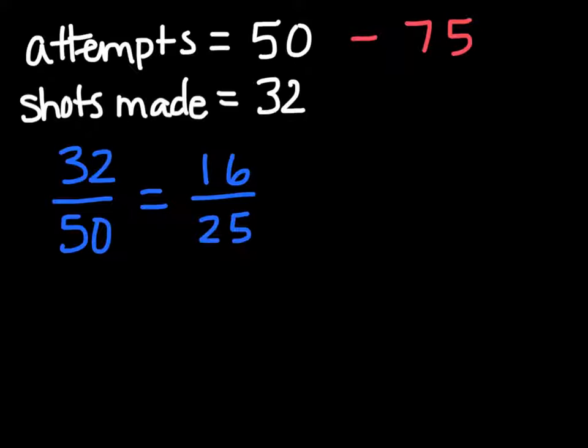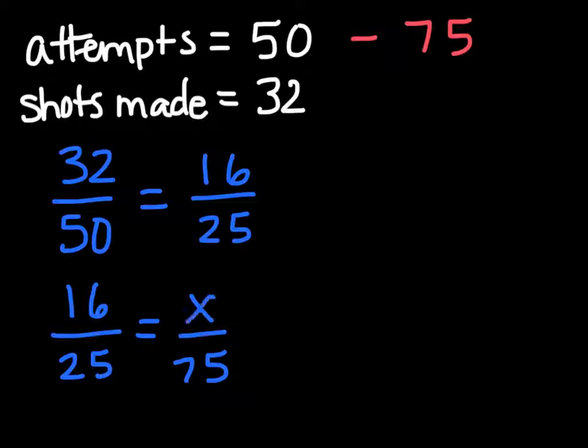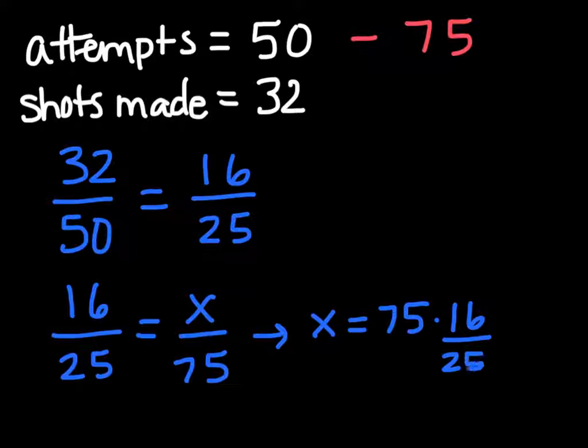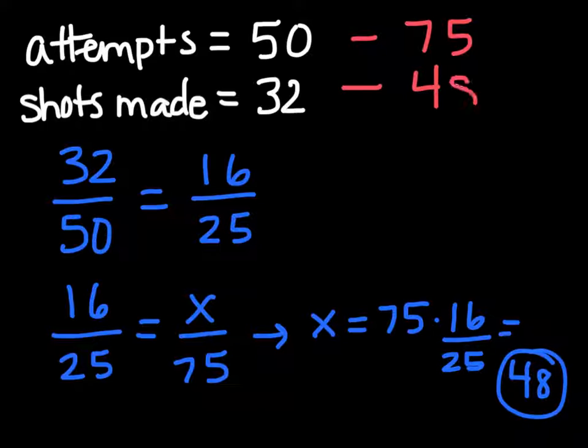Okay, now let's set up a proportion. If today you made 16 of 25, and tomorrow you're going to attempt 75 shots, we'll set up a proportion like this to solve for x, or the number of free throws you can predict you'll make tomorrow. Sorry, I didn't quite leave us enough room here, but I'm going to solve this algebraically by multiplying both sides by 75. So we get x equals 75 times 16 25ths, which equals 48. So you can predict, based on today's results, that you will make 48 out of your 75 free throws tomorrow.